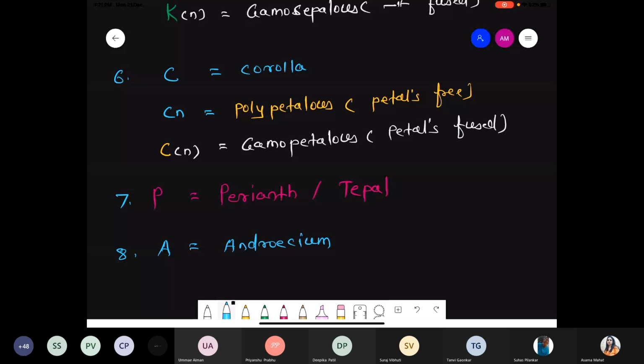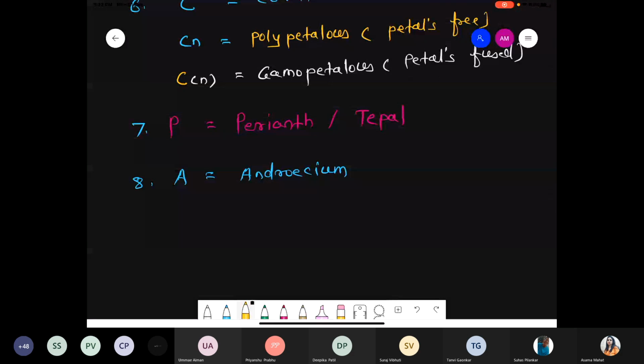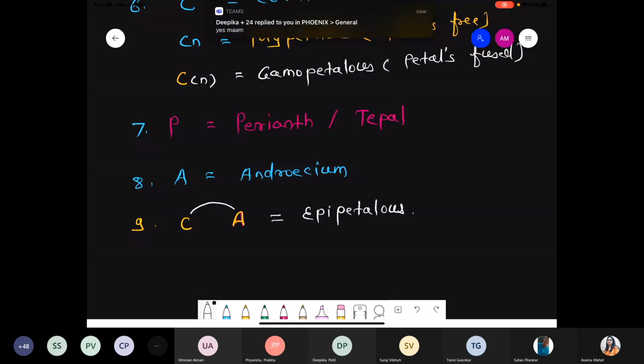If it is fused or free, then we have to use different terminology. Like C present, that is corolla, and A for the androecium. C and the androecium, and there is an attachment between C and A, and you know very well such a condition is called epipetalous condition. What is the meaning of epipetalous? That is androecium attached to corolla. So A attached to C.